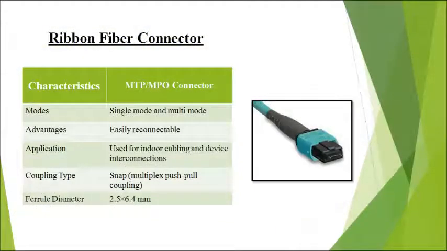For ribbon fiber connector, it consists of MTP or MPO connector. MTP or MPO connector comes in single mode and multi-mode. It is an easily reconnectable connector. MTP or MPO connector has been used for indoor cabling and device interconnection. MTP or MPO connector uses snap, multiplex, push-pull coupling. The ferrule diameter for the MTP connector is 2.5 by 6.4 mm.